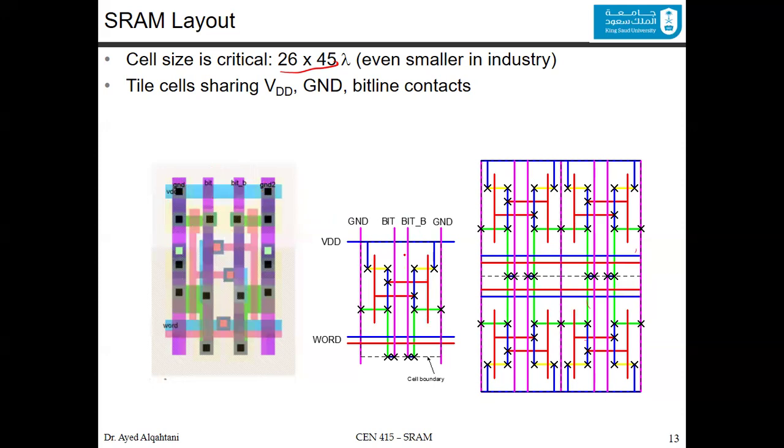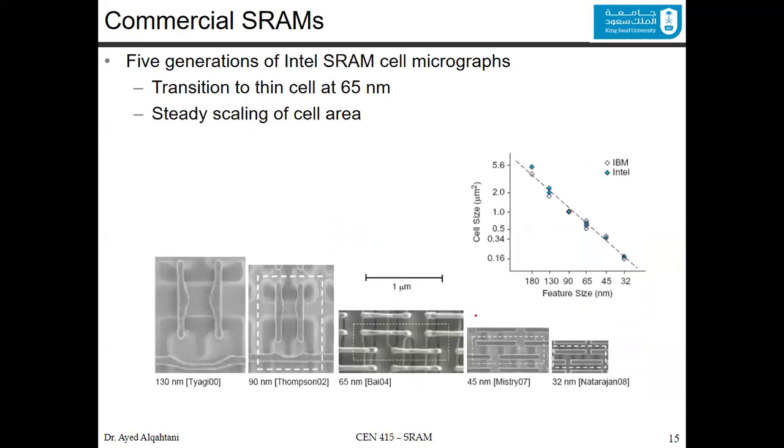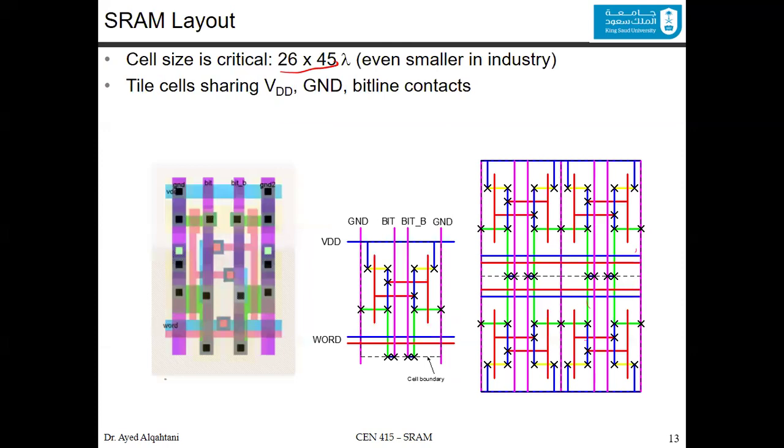But there is another way of doing the layout, where we make sure that it is lithography friendly, where you don't bend the poly. So you can see the poly here, here, and here, and here. It's not bent. Now for the commercial SRAM, this is to see what's going on with the RAM. This is one in 130 nanometer, 90 nanometer, 65 nanometer, 45 nanometer, and 32 nanometer. You can see that this is basically the same layout that we discussed before. They're using that.